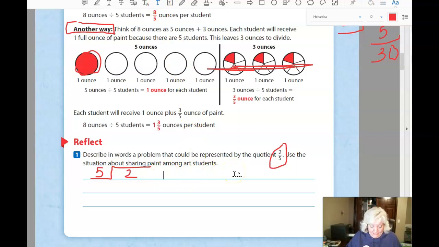So what if we said, there are 5 students and each student gets 2 ounces of paint. So that's how we could rewrite that. We could say 5 students divided by 2 ounces of paint, and then we could draw that out.